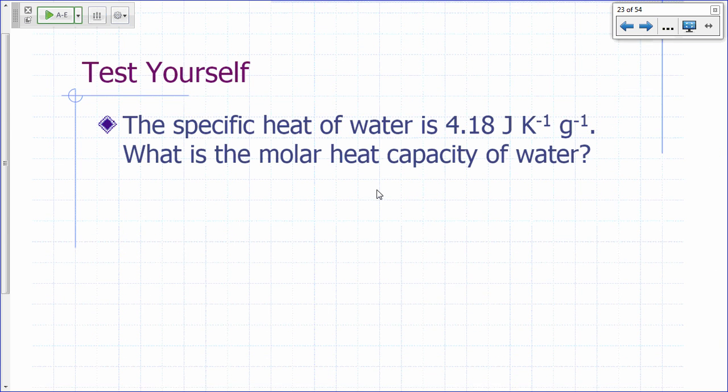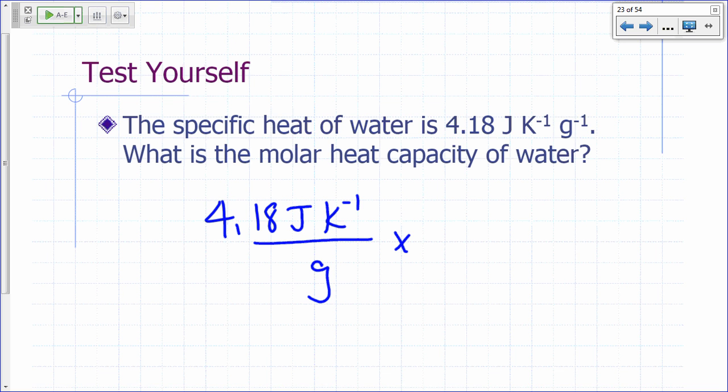Okay. Specific heat of water is 4.18 joules per Kelvin per gram. What's the molar heat capacity of water? How would you do this? You just say 4.18 joules per Kelvin per gram. I'm just going to put per gram here so I can quickly change this. How do I change it to per mole? One mole of water is how many grams? 18.02 grams. So what's 4.18 times 18.02?